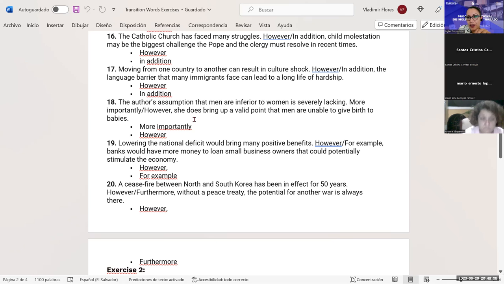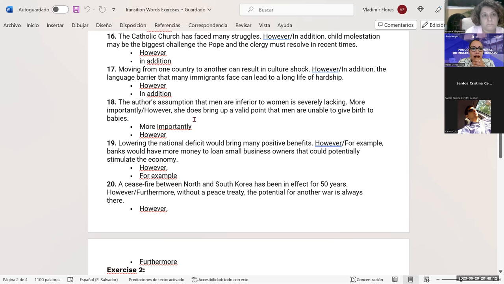Number 18, volunteer. Aymara, thank you. The author's assumption that men are inferior to women is severely lacking. More importantly, she does bring up a valid point that men are unable to give birth to babies. For that one it is however. However. Yes, however. Thank you so much, Aymara.